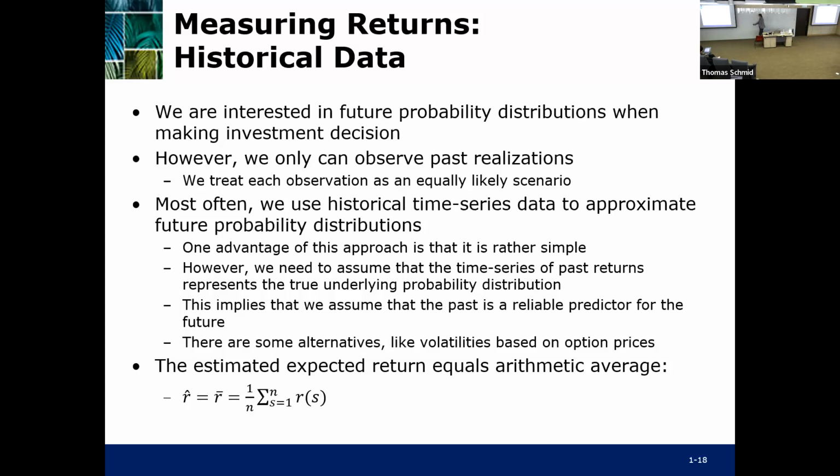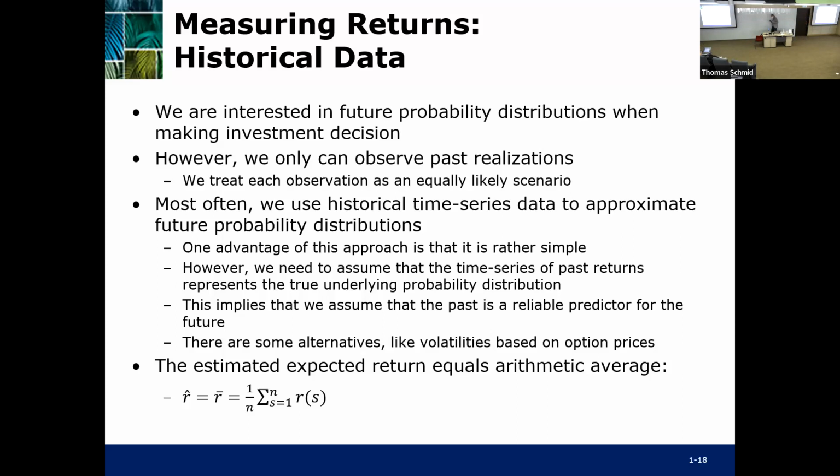Okay? So, the really big advantage of this approach is that it is very simple. And you can go Google Finance, Yahoo Finance, Bloomberg, S&P, Thomson Reuters, whatever you like, and download historical data, and then you fill your table, you can calculate expected return, variances, covariances, very simple.